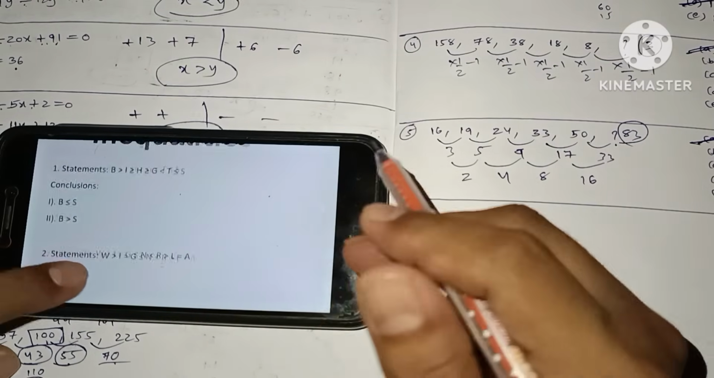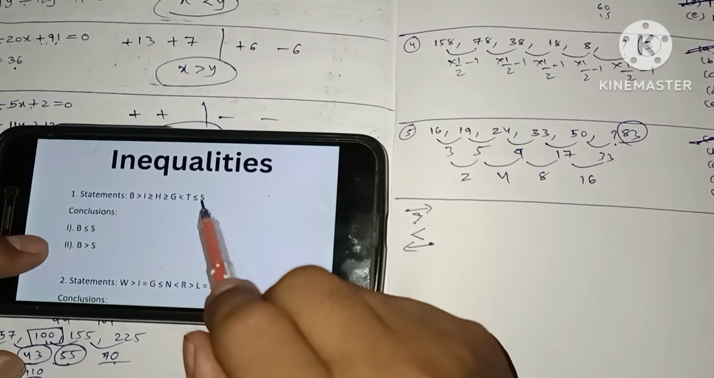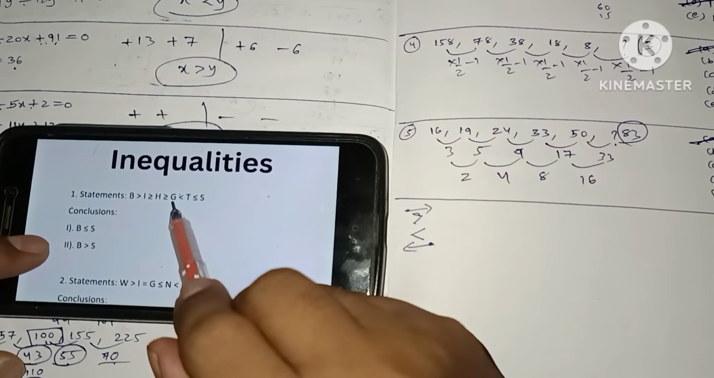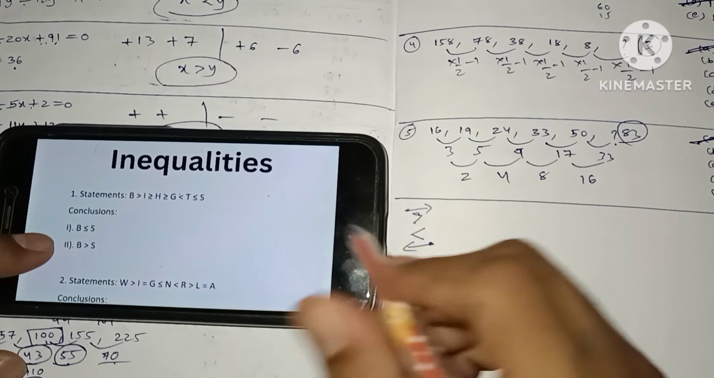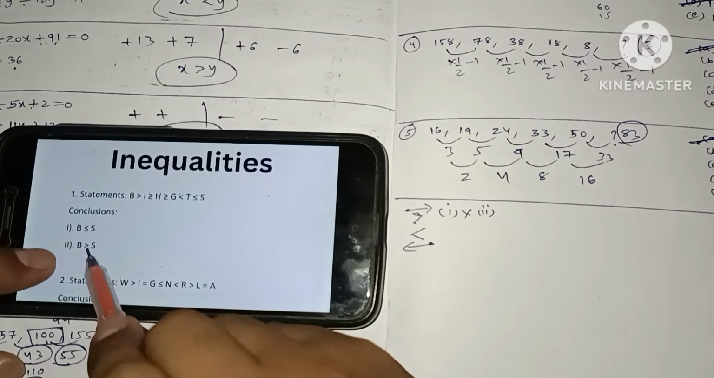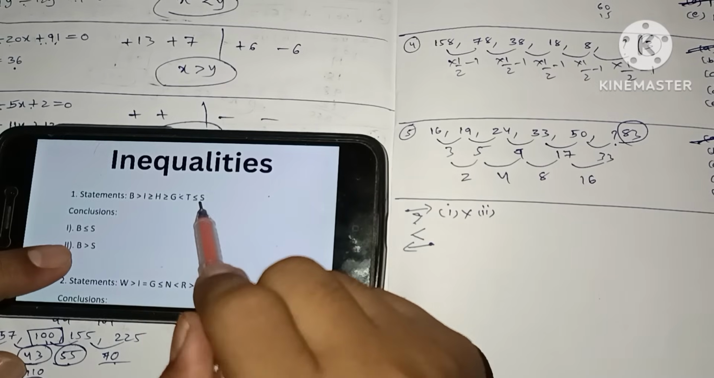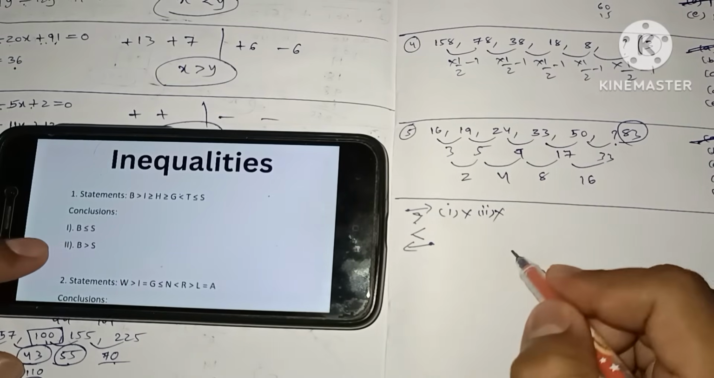First question, first conclusion. The flow from S to B with everywhere equals to. From S we can reach up to G but cannot reach B. So the first conclusion will be false. Second conclusion, the flow from B to S. From B we can reach up to G but cannot reach S. So the second conclusion is also false.